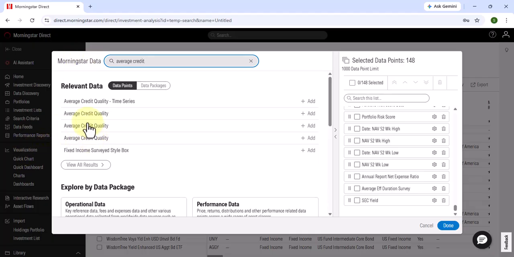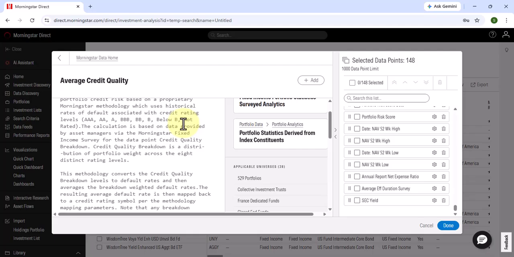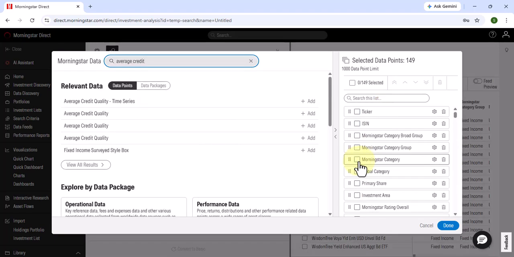So there's different options here. Hopefully we'll get the right one. We can read the definition here. It's a measure of the overall portfolio credit risk based on a proprietary Morningstar methodology. So I want to add that. So you see here I have 149 data points. I don't want 149 data points.